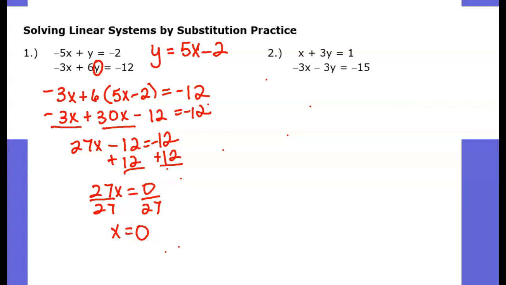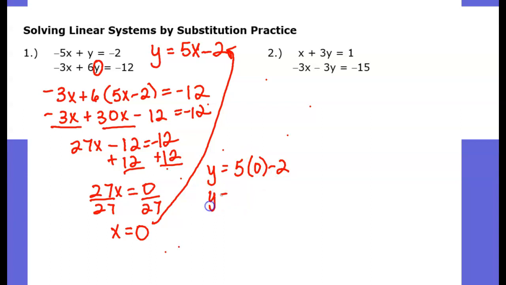Okay. I then take that x and I plug it into that original equation. So my y is equal to 5 times x, which is now 0, minus 2. Our y is 0 minus 2, so our y is negative 2. There's the ordered pair, okay? 0, negative 2.